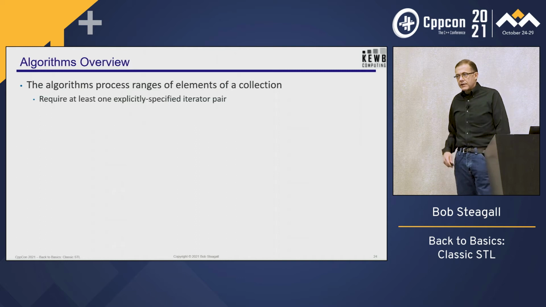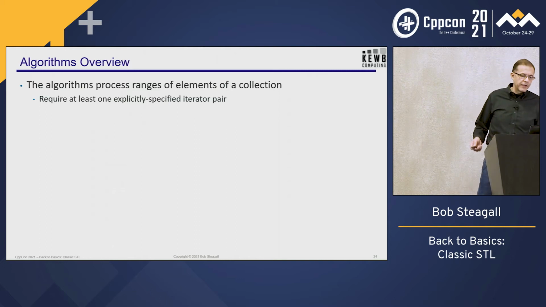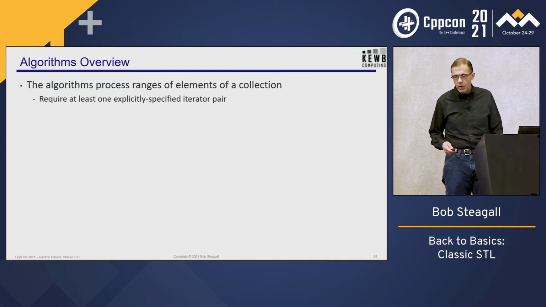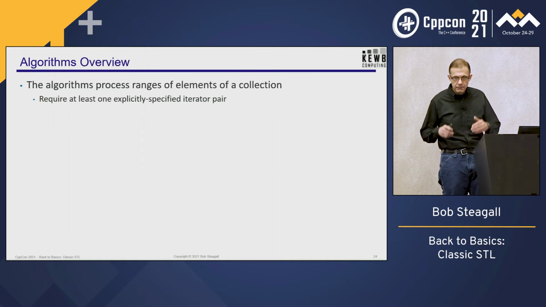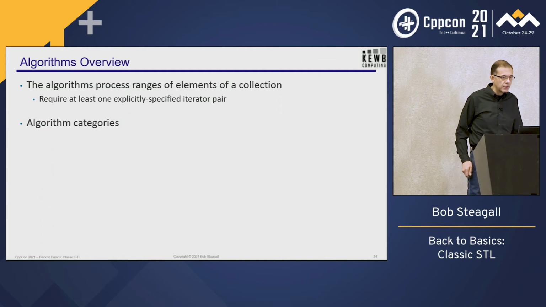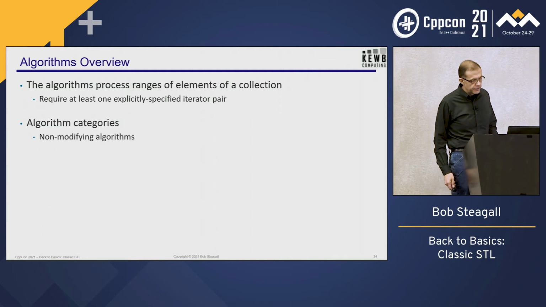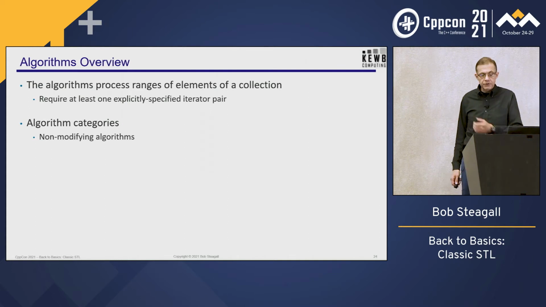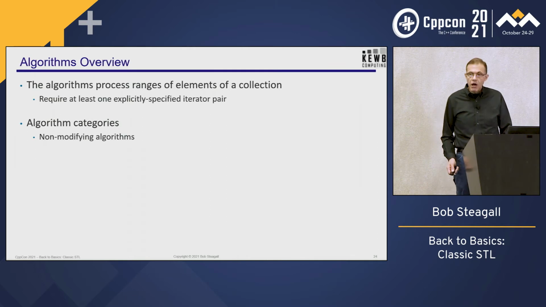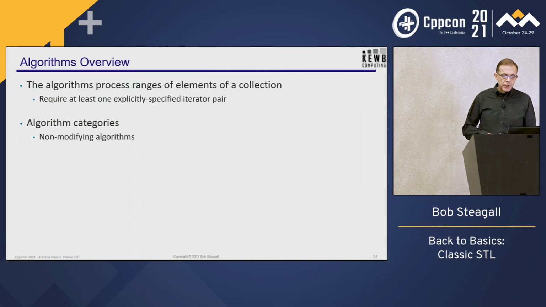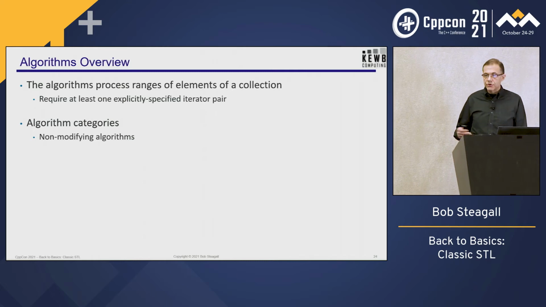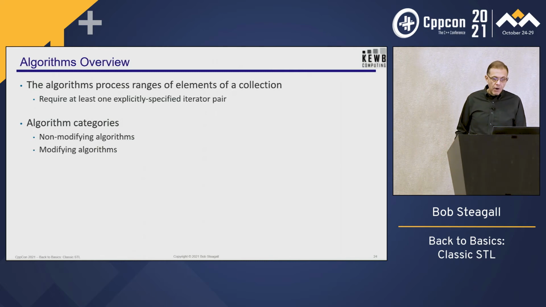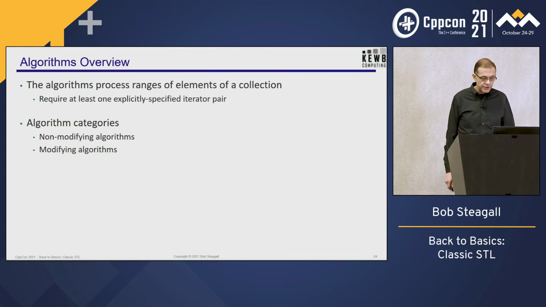So the algorithms, as I mentioned before, process ranges of elements in a collection, and all of the algorithms require at least one explicitly specified pair of iterators, and we'll see why in a few slides. And we have a number of categories of algorithms. The categories I'm about to show you aren't actually part of the standard. They come from Nicolai Josuttis' book that I mentioned in that early slide. We have non-modifying algorithms which access elements without changing their order: searching, counting, min, max. We have modifying algorithms which can change the value of elements in a sequence, either in place or by modifying and copying into another container.